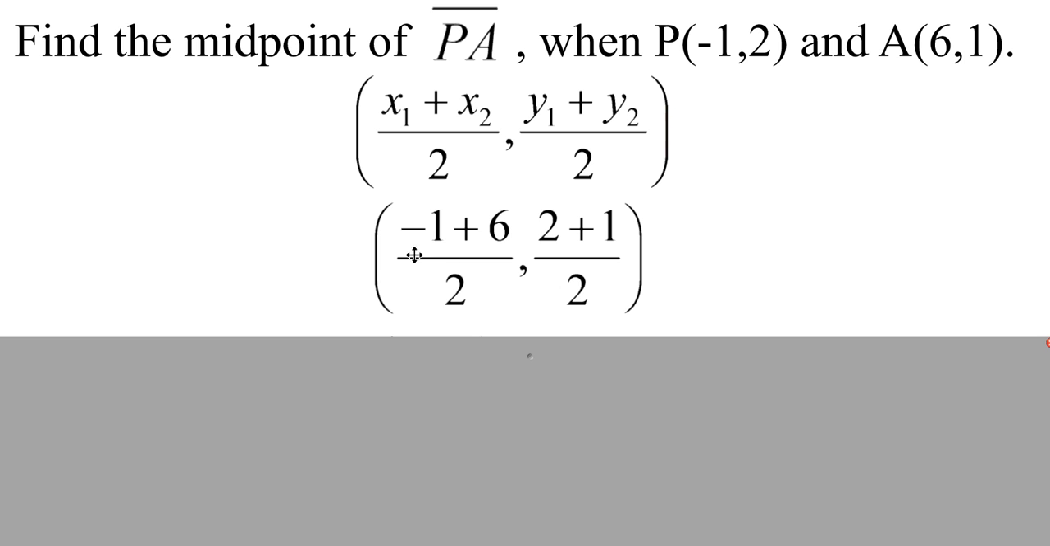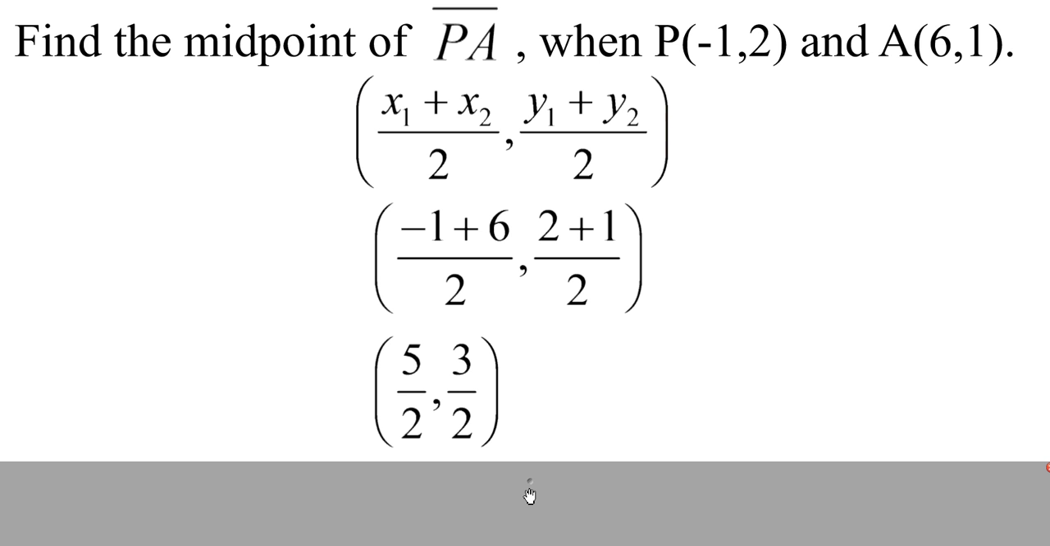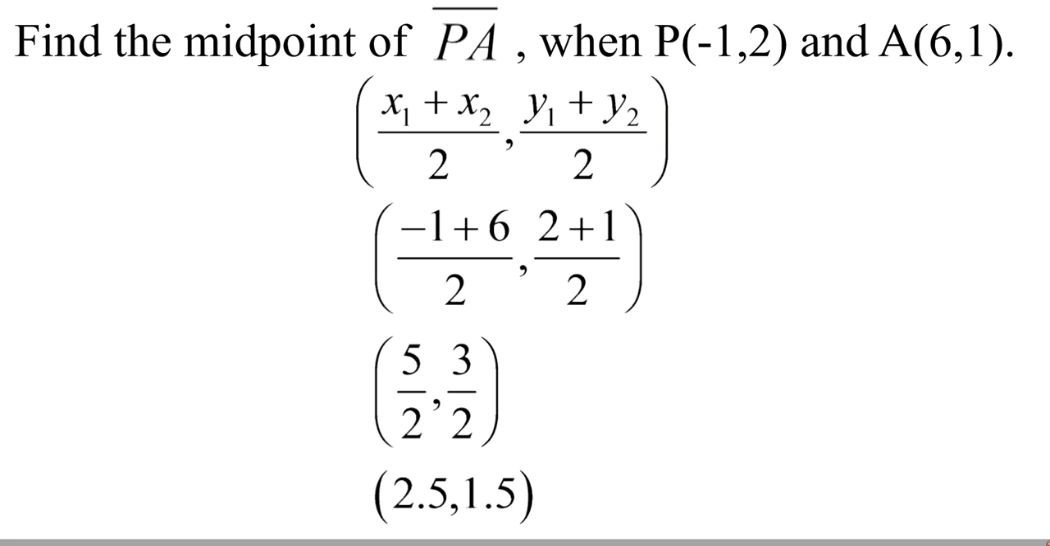Well, -1 and 6, that would be 5. So we'd have 5 halves. 2 and 1, that's 3. So we'd have 3 halves. So we could leave it as 5 halves, 3 halves. If you also want to write it as a decimal approximate as 2.5, 1.5, that would also be correct. Personally, I always go with the fractions. I think that's a little bit more helpful sometimes, but again, they are equivalent to each other.